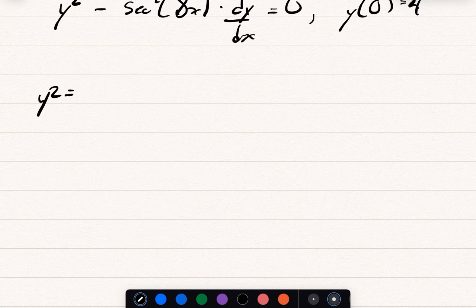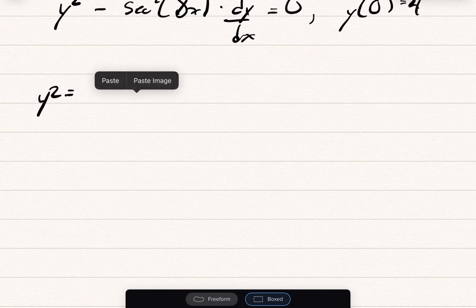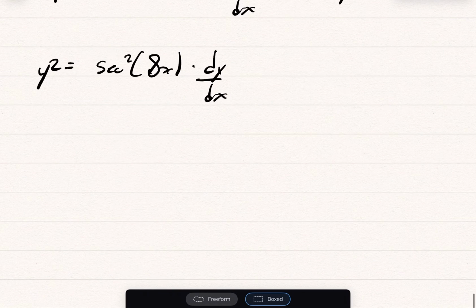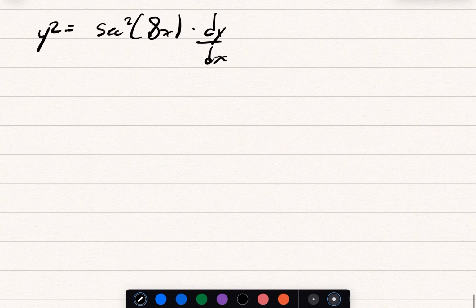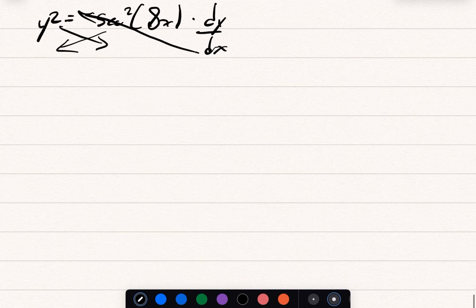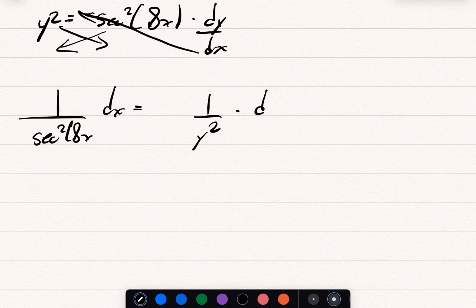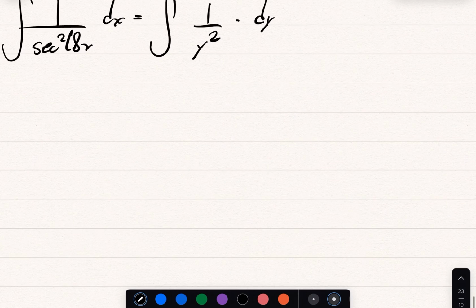So we get y squared. We're going to isolate, right? We're going to bring this over to the other side, so I don't have to rewrite the whole thing. It's positive now. We're in business. So now I'm going to bring this down and bring this down and then bring the dx up, okay? So, like I said, I'm going to do 1 over secant squared 8x, secant squared 8x dx equals 1 over y squared times dy. Integrate, you know the deal.